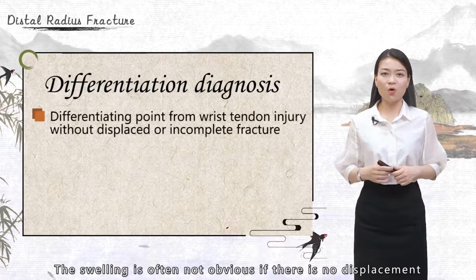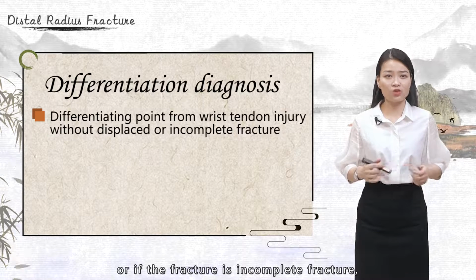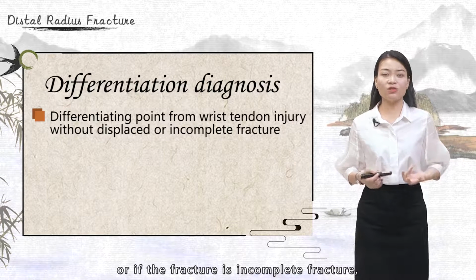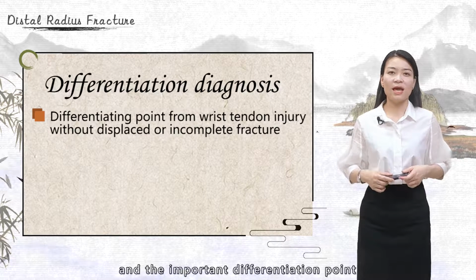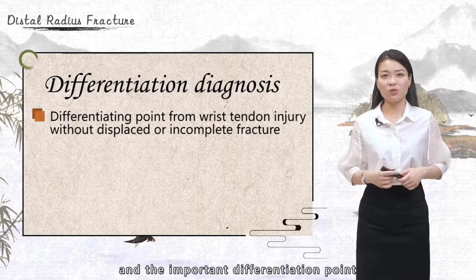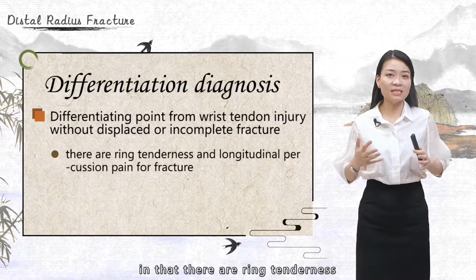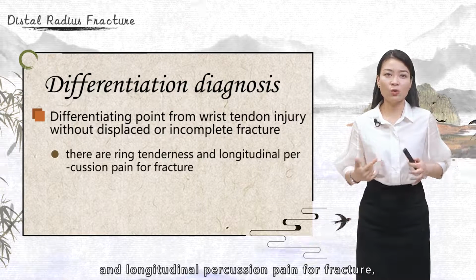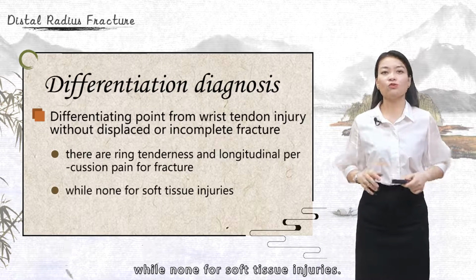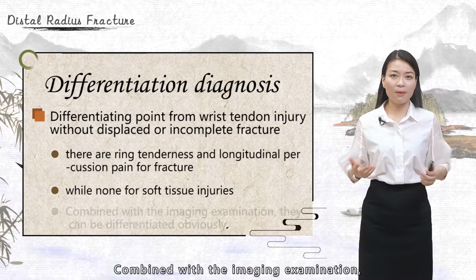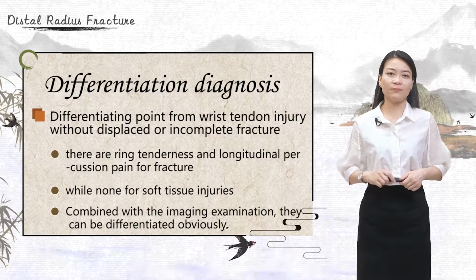The swelling is often not obvious if there is no displacement or if the fracture is an incomplete fracture. Only local pain and tenderness can be felt, and the important differentiation point from wrist soft tissue sprain lies in that there are ring tenderness and longitudinal percussive pain for fracture, while none for soft tissue injuries. Combined with the imaging examination, they can be clearly differentiated.